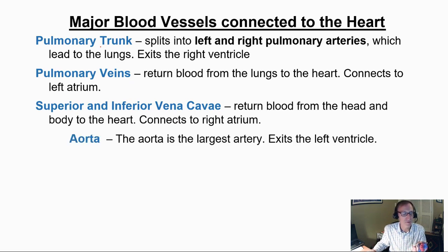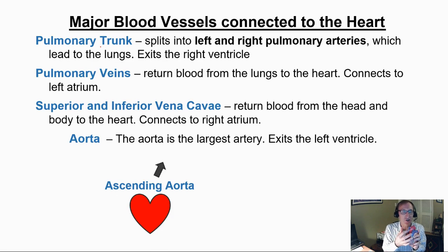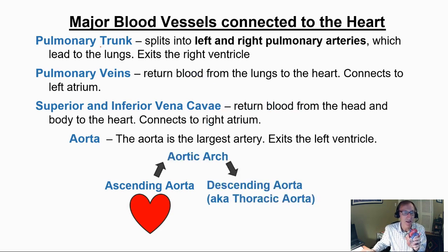But then the one we're going to focus most on today is the aorta coming out of the left ventricle. So the first section or segment of it is referred to as the ascending aorta. Then it takes this turn. That's the aortic arch, and then the descending aorta, and it would continue down behind the heart. The descending aorta is sometimes also referred to as the thoracic aorta because that's the cavity that's running through. Once it crosses into the abdominal cavity, it gets referred to as the abdominal aorta.